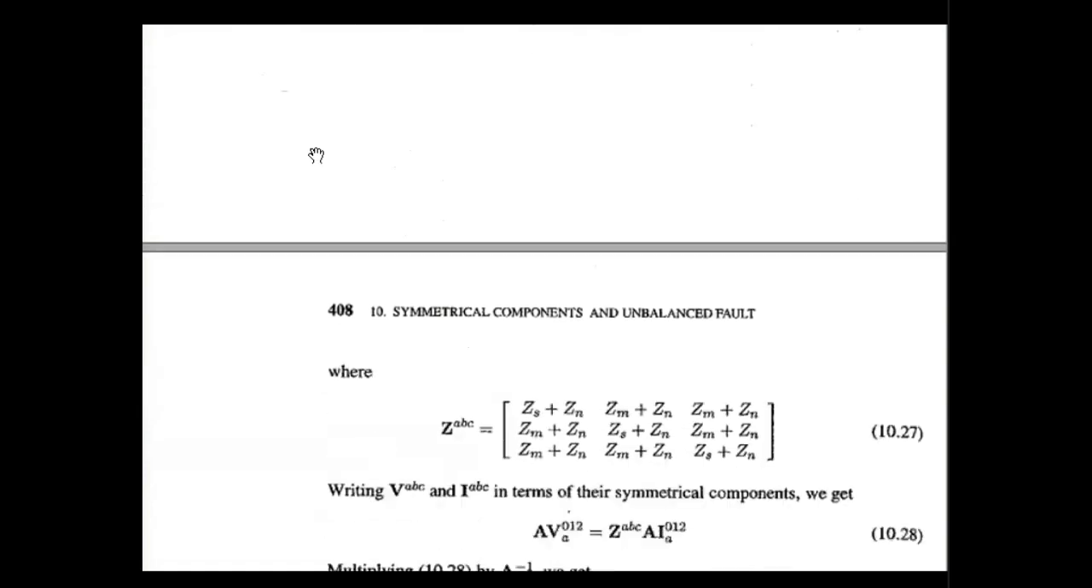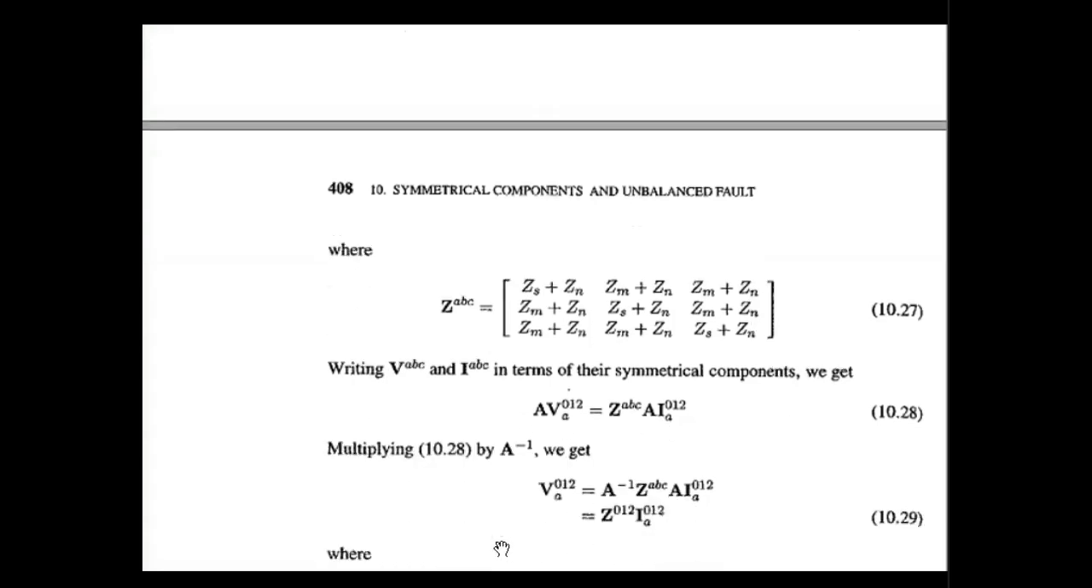So this is the VABC in terms of 012. And ZABC will be there, and this is the part for IABC. Is it okay? When we put the information of VABC and IABC there, then let's move further forward.